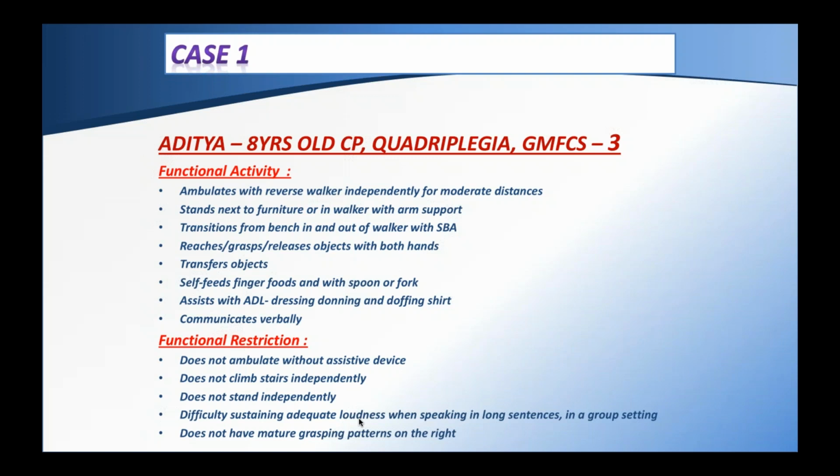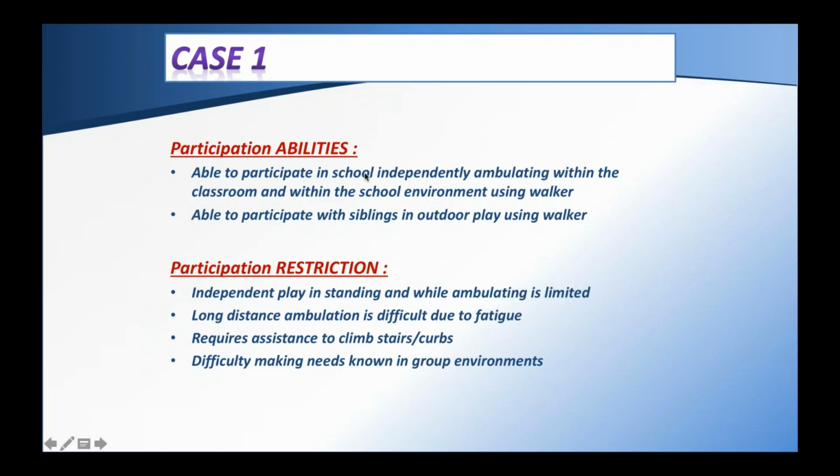So if you really look at his participation, he is able to participate in school independently, ambulating within the classroom using a walker, and able to participate with siblings in outdoor play using a walker. But independent play in standing and walking is not there. He can't ambulate and go out with friends over long distances. He requires huge assistance for climbing steps and curbs, and he has difficulty making needs known in group environments.